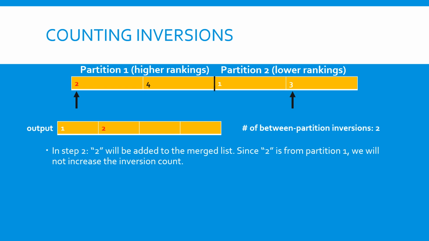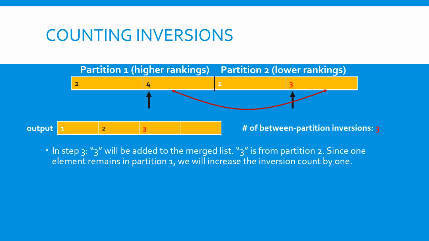Next, the number 2 from partition 1 is smaller and will be pushed to the merged list. This indicates that the corresponding item is ranked second by the recommendation system. Since it is in partition 1, which means that it is also ranked in the first half of the reference ranking, it will not form any between partition inversions. In the third pass, the number 3 from partition 2 is pushed into the merged list. Similarly, it forms a between partition inversion with the remaining number 4 from partition 1. Therefore, we add 1 to the between partition inversion counter.